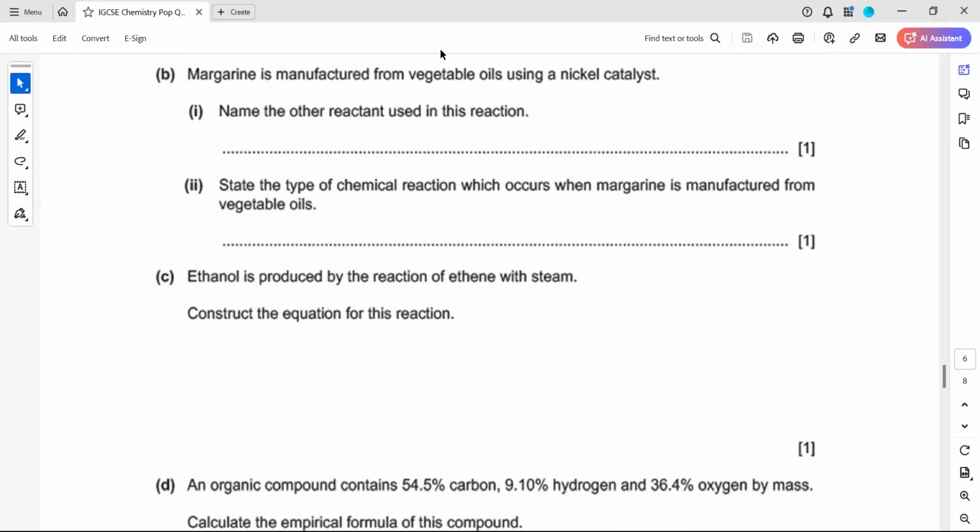Margarine is manufactured from vegetable oil using nickel as a catalyst. Name other reagent which we use. So we use hydrogen. So hydrogen is used as a reagent. State type of the chemical reaction which happened. So that is an addition reaction, because it's an alkene. It is reacting with hydrogen to form an alkane.